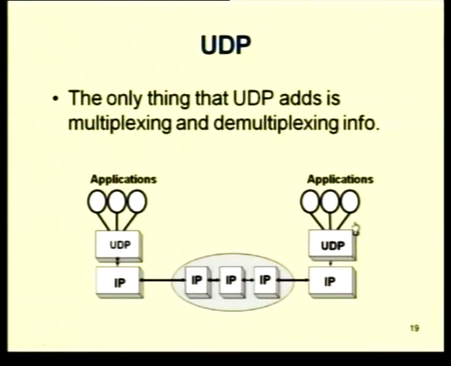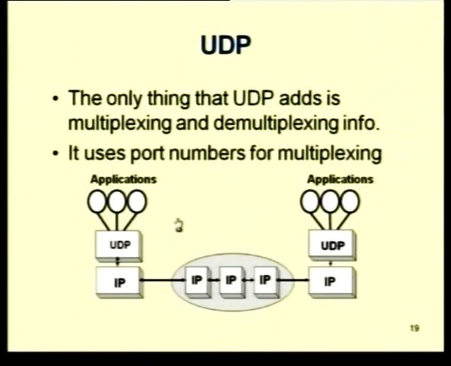And how does it do this multiplexing and demultiplexing? That is, what is the information that it uses to identify the applications? It uses something called port numbers for the multiplexing and demultiplexing. That is, each process is assigned a port number.